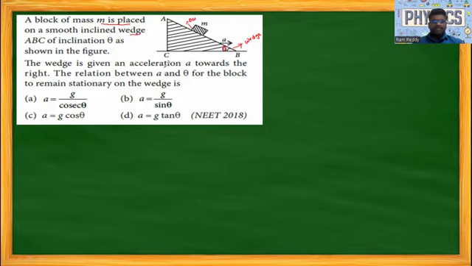The wedge is given an acceleration A towards the right. Now we are applying some acceleration A to this wedge. It is moving towards the right, in this direction. Then, what is the relation between A and theta for the block to remain stationary on the wedge? Means the block has to stay on the wedge, even though we are moving that wedge with some acceleration A. Okay, that is the question.